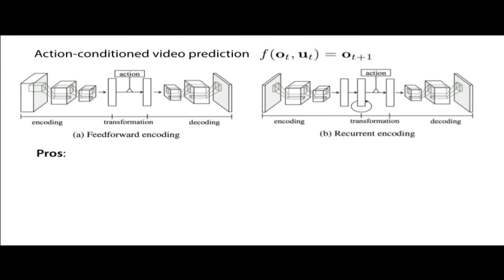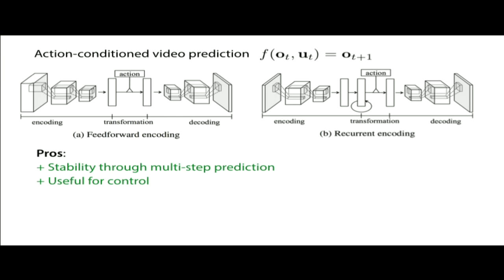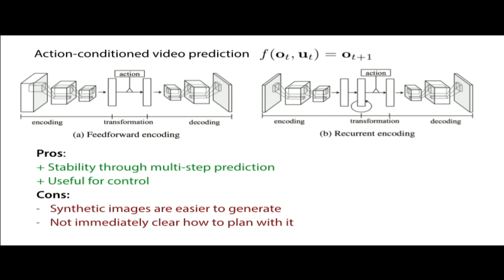Okay, so some of the pros and cons of this paper. With multi-frame prediction, they're able to get a lot of stability from their predictions. It's also useful for control, with the caveat that I mentioned before. And some of the cons are that synthetic images are a lot easier to generate. So as we'll see next, if you try and take this model on real images, it's really not going to work well. And it's also not immediately clear how you would try and plan with this.